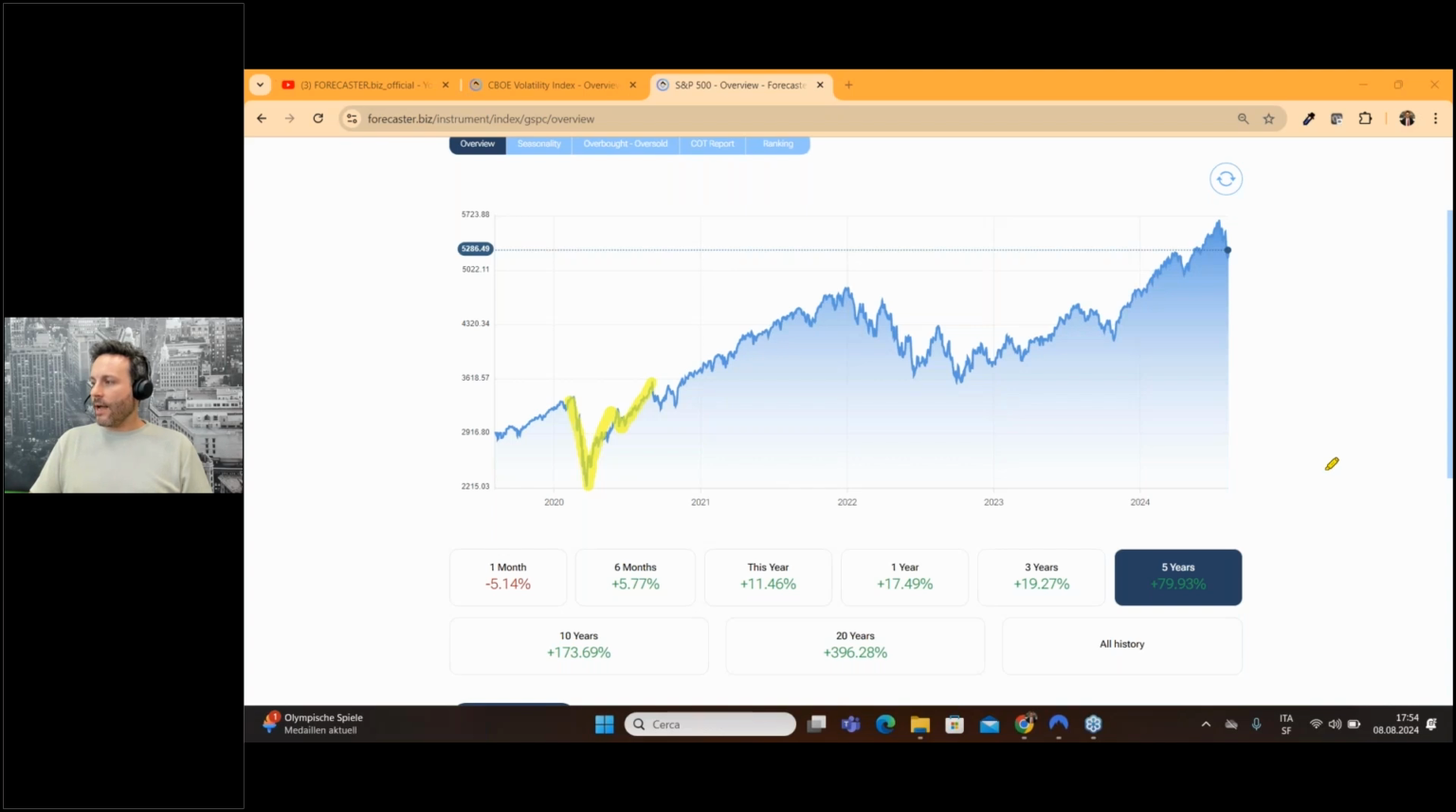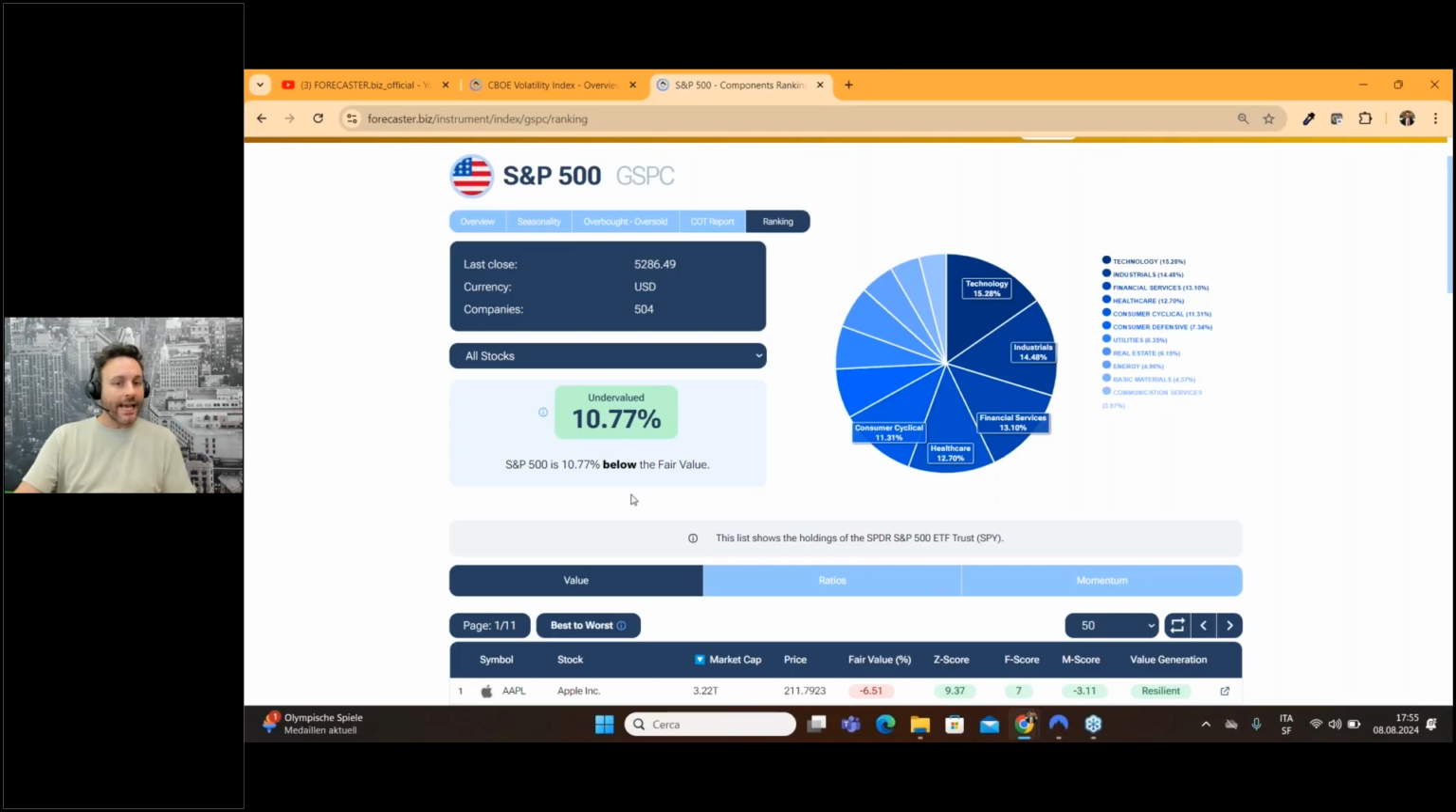This is why I think we are in a correction and not in a long-term downward movement. Of course, markets are made by companies, and thanks to the Forecaster we can calculate the intrinsic value of the S&P 500. The S&P 500 is undervalued.